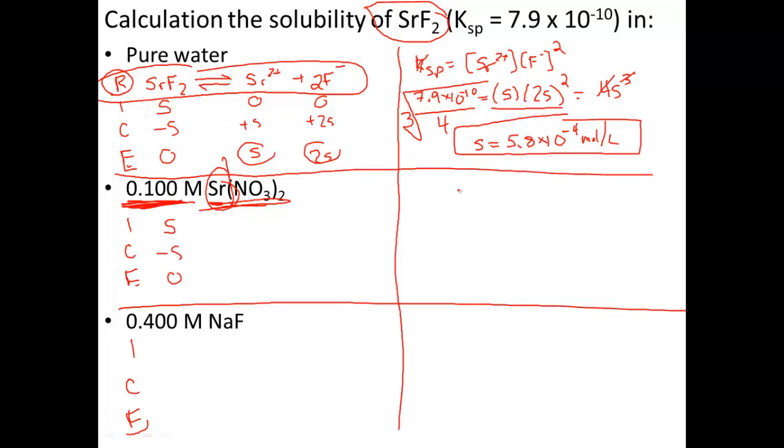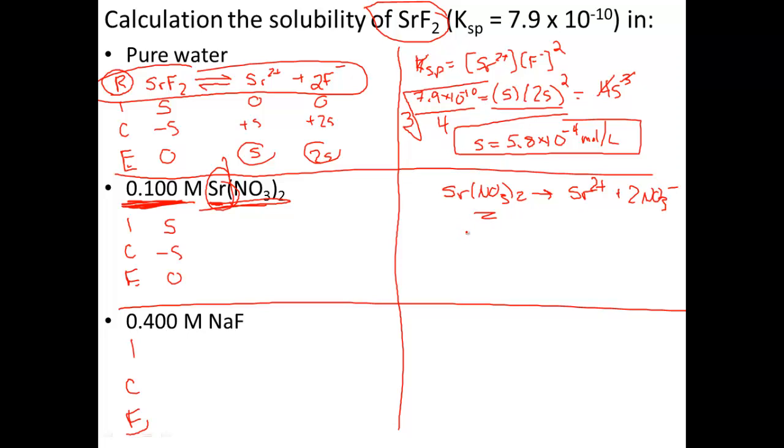I'm going to write this out really quick because I think it's worth just doing it again. So strontium nitrate, when that is put into water, because it has nitrate present, this is a very soluble salt. So it's going to dissolve completely. It's a strong electrolyte. And it's going to dissolve into one strontium ion and two nitrate ions.